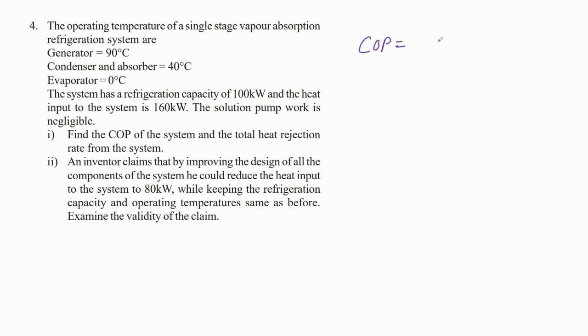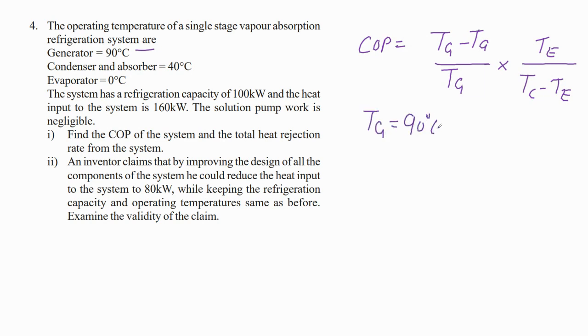COP is equal to (Tg minus Ta) divided by Tg, multiplied by Te divided by (Tc minus Te). All the temperatures which are given here, you try to put them in Kelvin. So what is the temperature at Tg? Tg is equal to 90 degrees Celsius. So what is it in Kelvin? It is 90 plus 273.